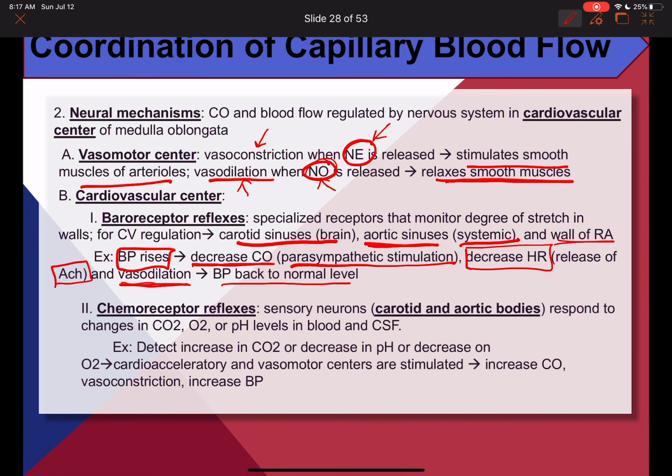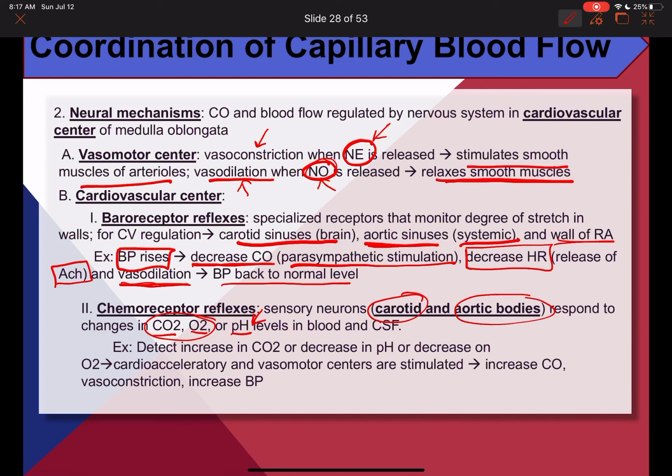Now, for chemoreceptor reflexes, we're measuring the amount of oxygen, carbon dioxide, or hydrogen ion level. These reflexes will be triggered when sensory neurons within either your carotid or aortic bodies detect changes in any of these three values within the blood or cerebrospinal fluid. We'll talk more about how pH is an important thing when we get to the fluid, electrolyte, and acid-base chapter, and then carbon dioxide and oxygen when we get to the respiratory system. But this is in terms of blood vessels, what do they do?